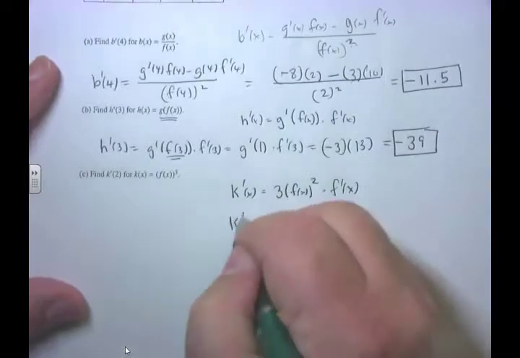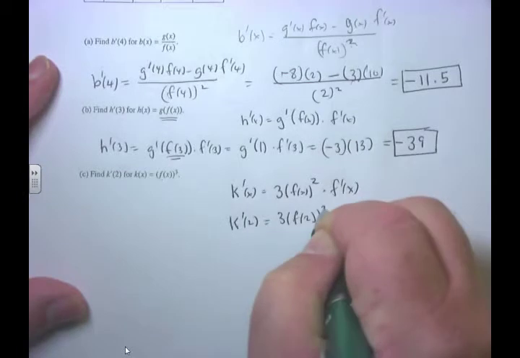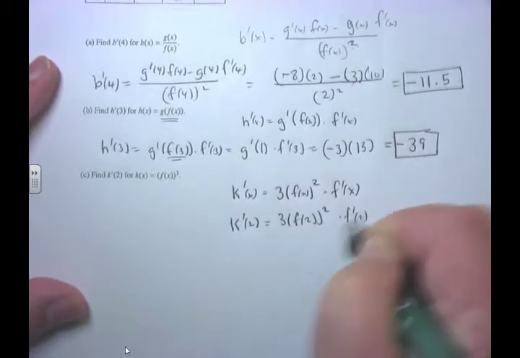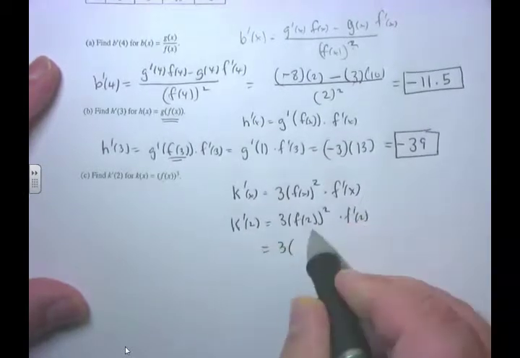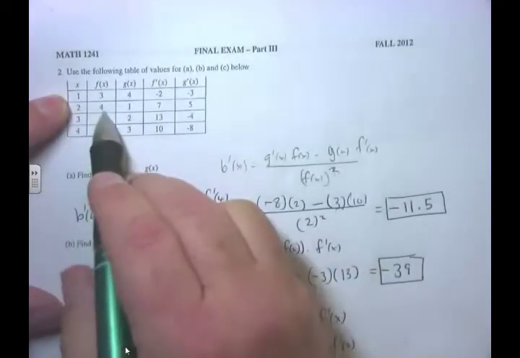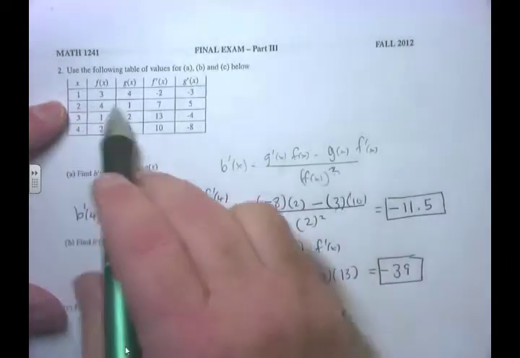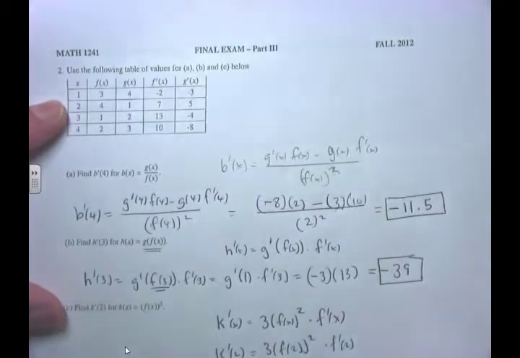But what do they want me to find? K prime of 2. That'll be 3 times f of 2 squared times f prime of 2. This is 3 times, what's f of 2? Go to my chart. There's f, there's 2. F of 2 is 4, squared, times, what's f prime of 2? F prime of 2 is equal to 7.